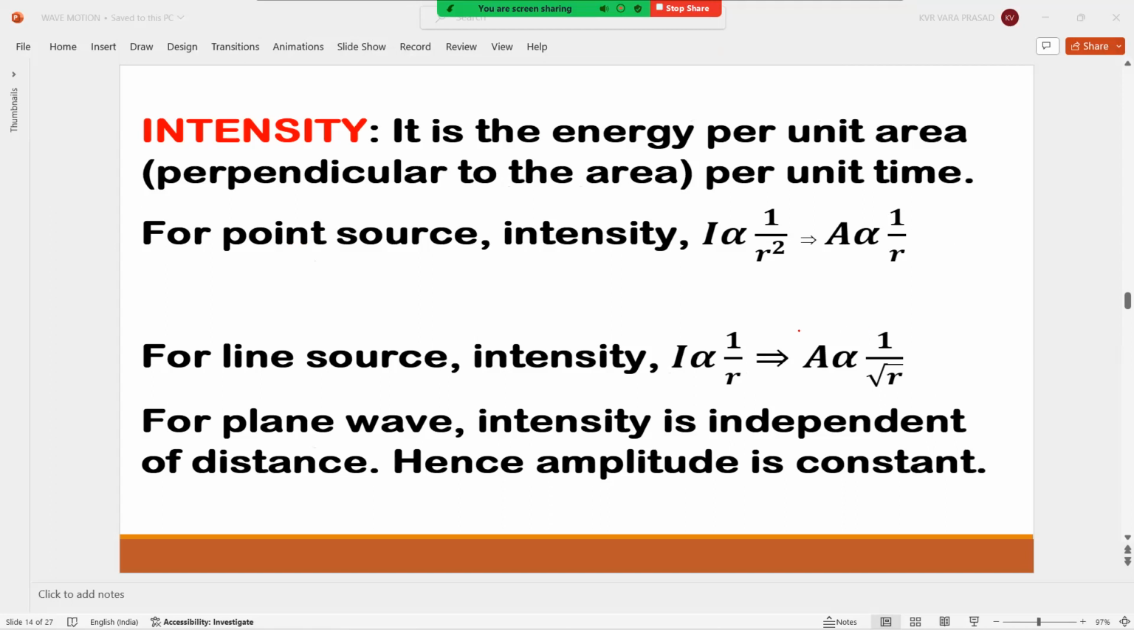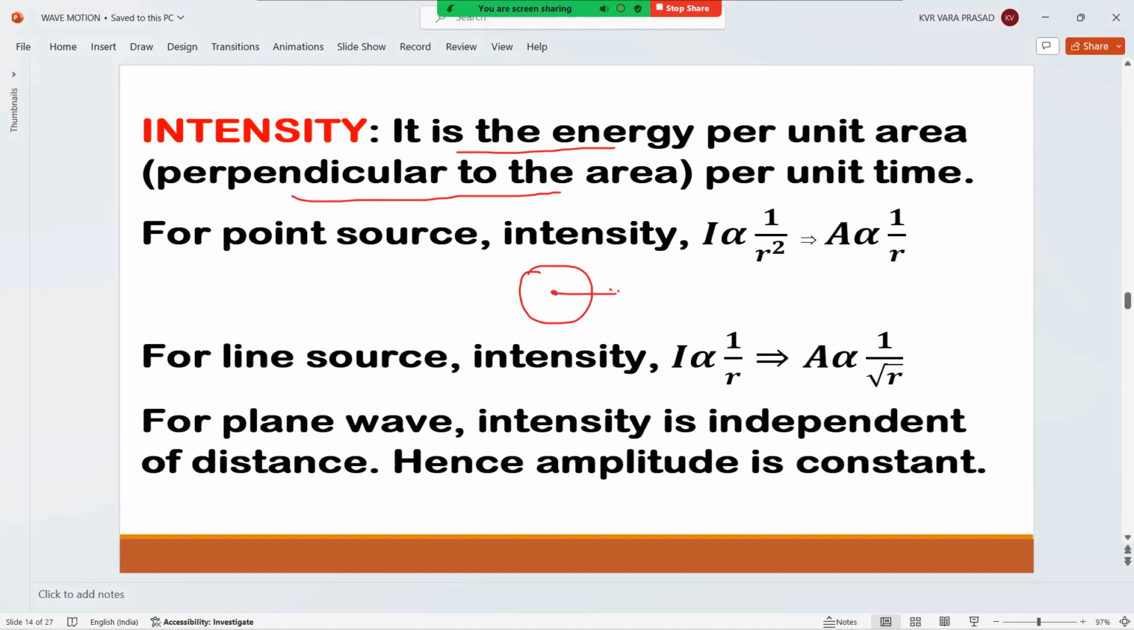Now see the next one, it is intensity. See how intensity is defined. It is the energy per unit area per unit time. Here the condition is that the direction of energy propagation, meaning wave propagation, is normal to the area. Let us take a diagram here. We are taking a sphere. Source is now at the center.